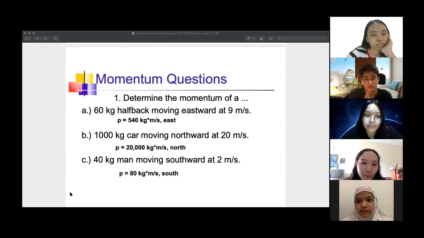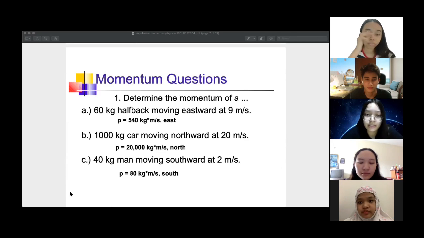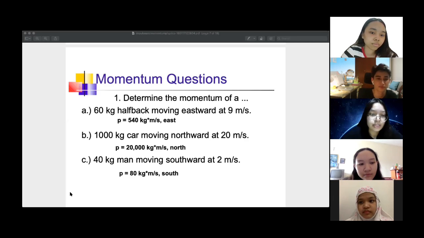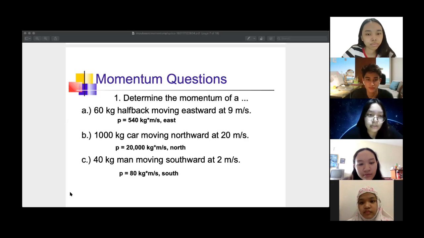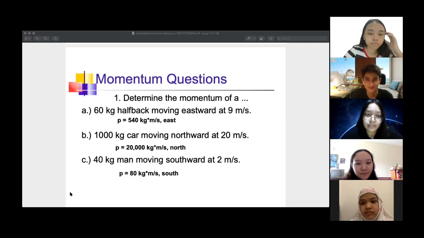So here is a question about momentum. Determine the momentum of a 60 kilogram halfback moving eastwards at a velocity of 9 meters per second. We can use the formula that we said before: momentum equals mass times velocity. So 60 kilograms times 9 meters per second equals 540 kilogram meters per second to the east. And the same formula we can use to answer questions B and C.